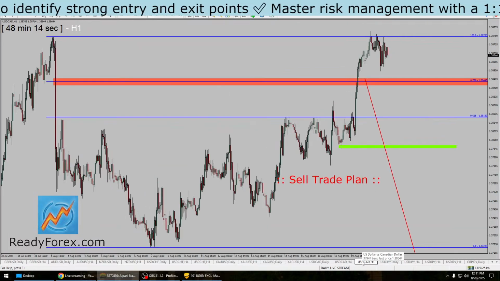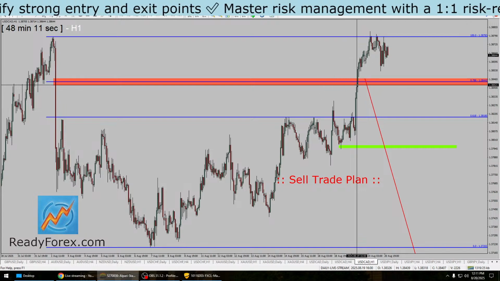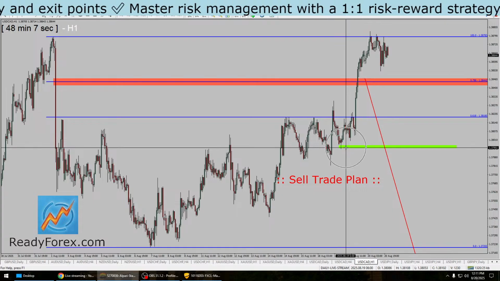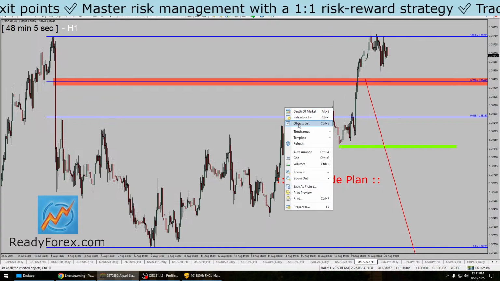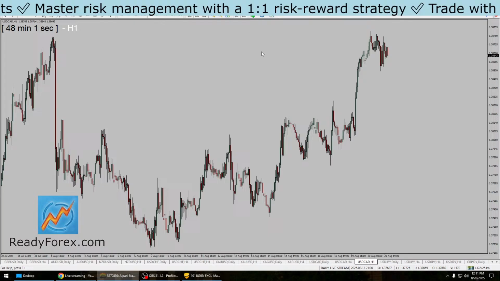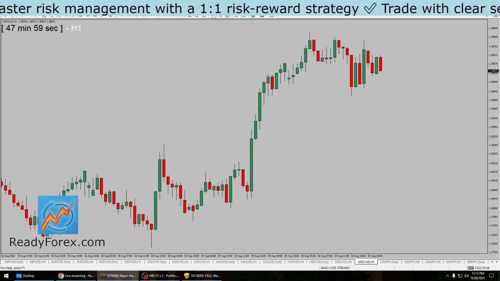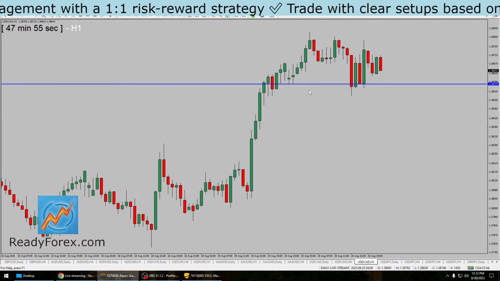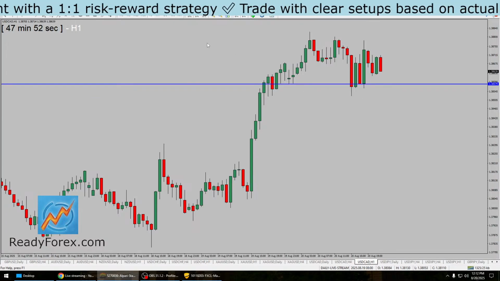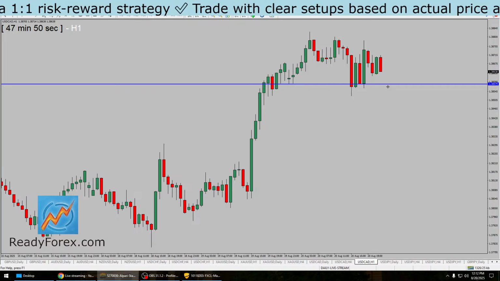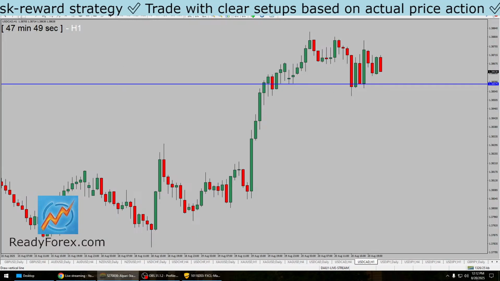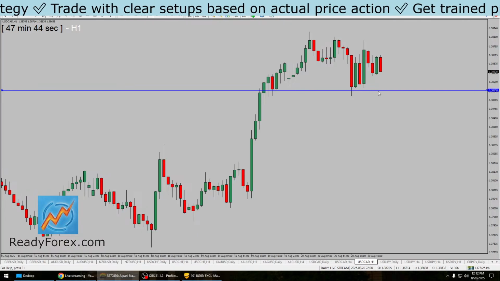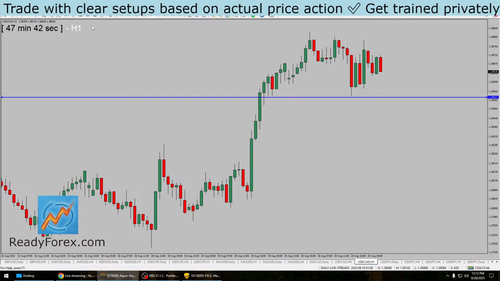If you go to a 1 hour, this was the sell plan. Okay, and market did not break through this green color level over here. Now there's another side which I would like to discuss over here. This is the support level, and let me adjust this level. Price action is going to break below this support level right over here.